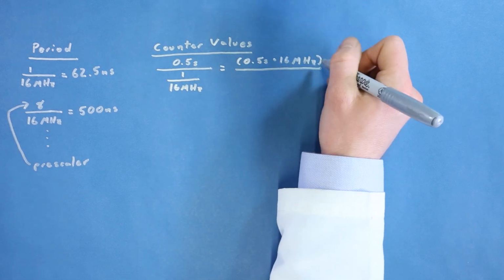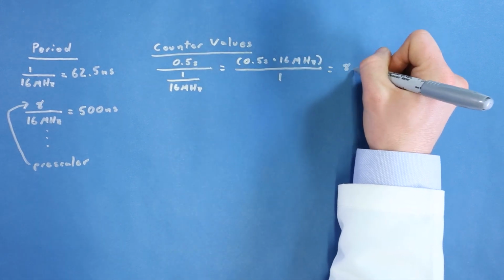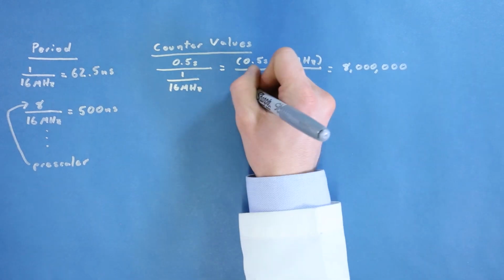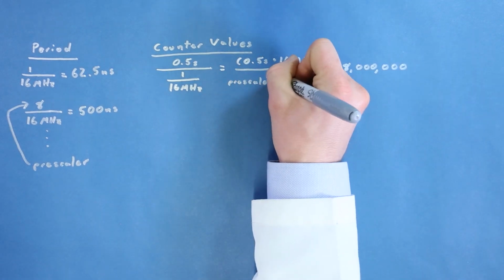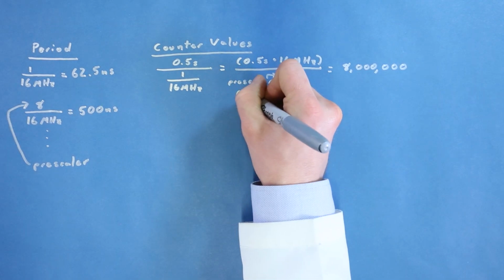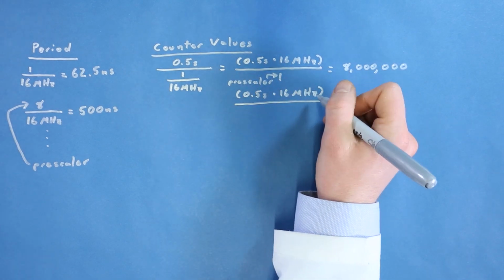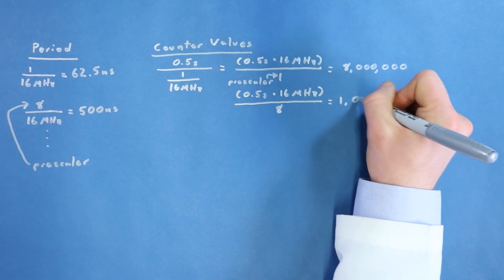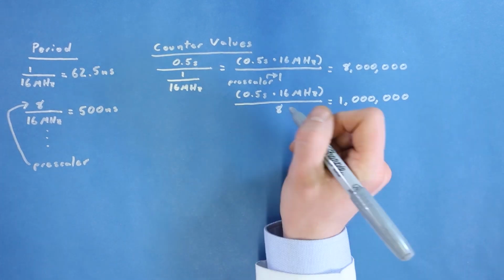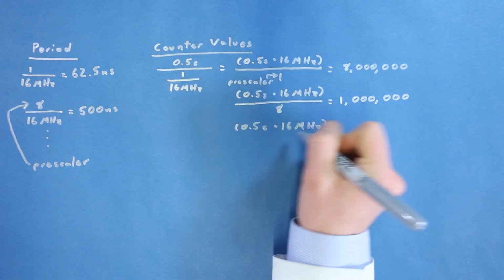Okay, what about a prescaler of 8? Well, we can multiply 0.5 seconds by 16 megahertz and divide that result by the prescaler to get the number of timer counts it'll take. For a prescaler of 8, we see that it'll take about 1 million. Still too much. Let's check the other available prescaler values of 64, 256, and 1024.